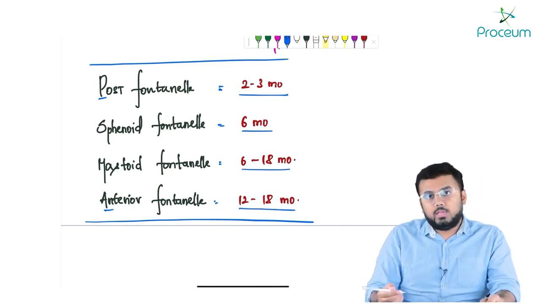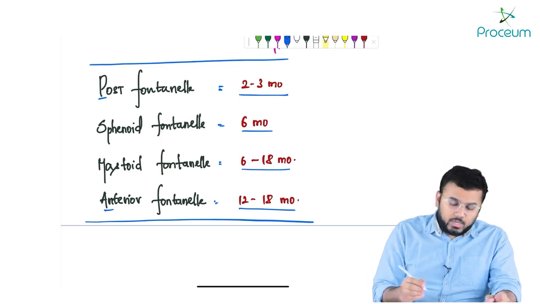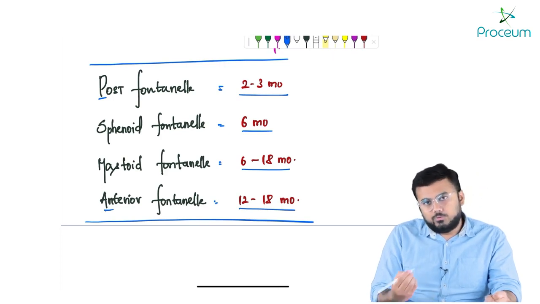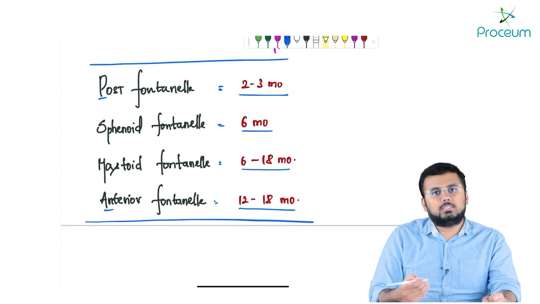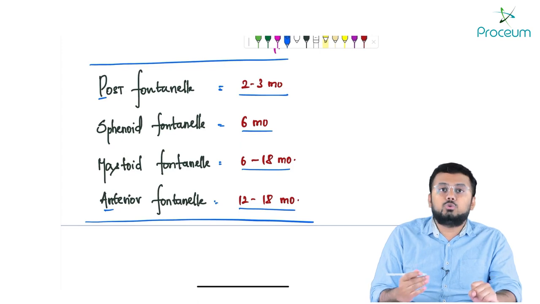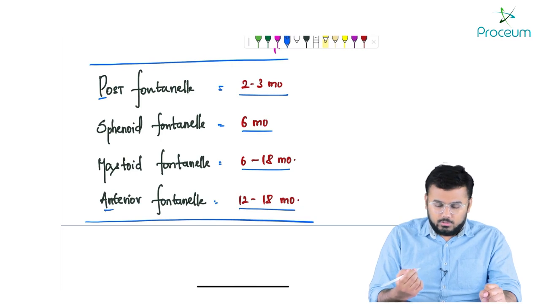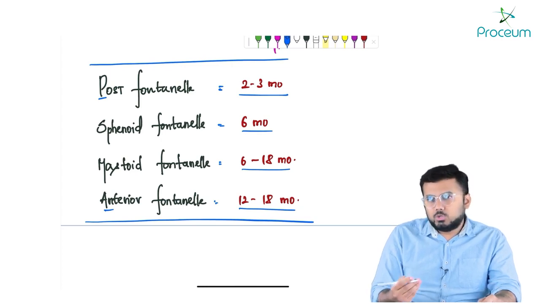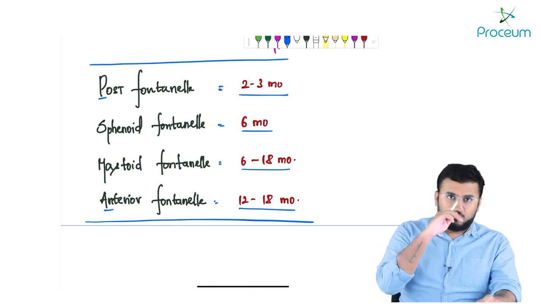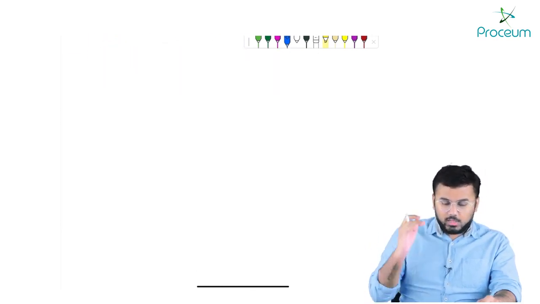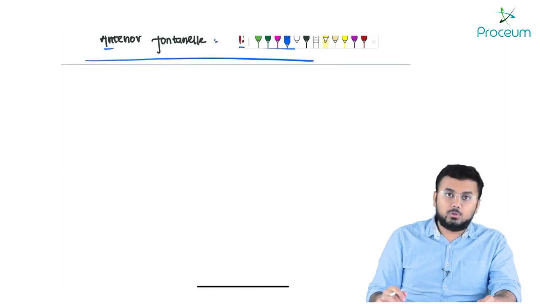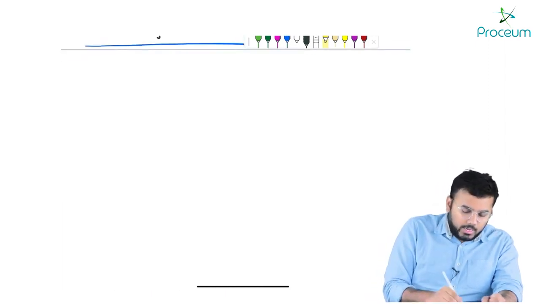So these are the times when these fontanelles close. For example, if the posterior fontanelle closes before 2 months, if the sphenoid fontanelle closes before 6 months, if the remaining also close before 6 and 12 months, then this is called premature fusion, premature closure of fontanelles. So how does a premature closure of fontanelle look? We shall discuss one by one now. First, all these are types of craniosynostosis. The first important type we shall be discussing is called Scaphocephaly.